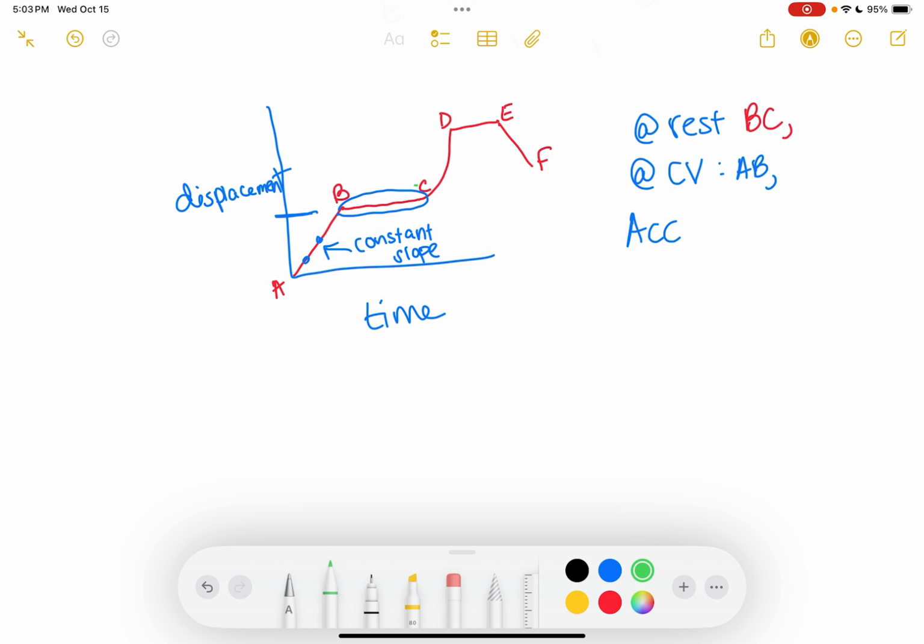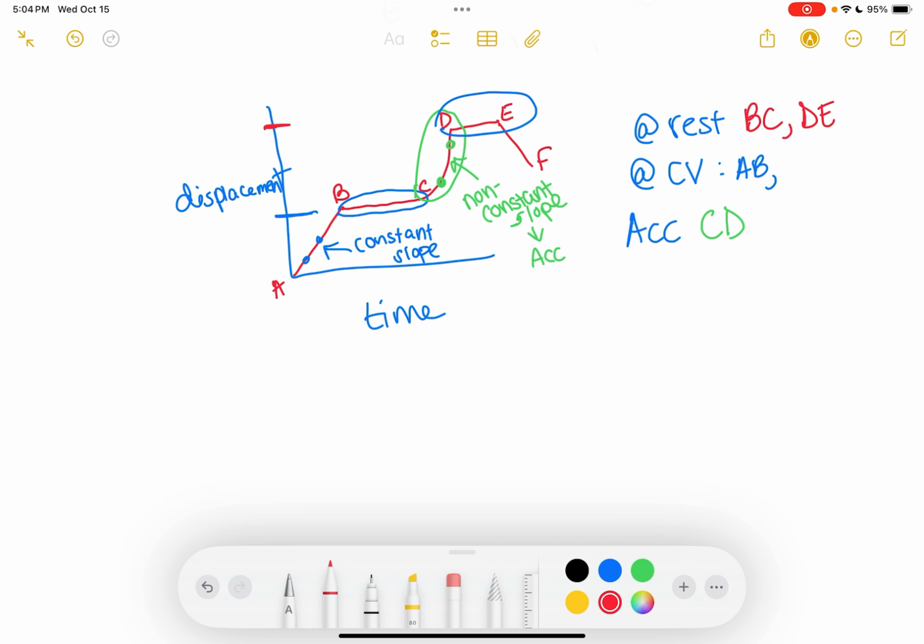Then I look at CD, and I have this curve. So if I were to take the slope here and here, that's a non-constant slope. And on a distance versus time or displacement versus time, that means you have an acceleration going on. So from CD, then I go back to DE, I have a flat line again. So that means I'm at rest at DE because my object's distance is no longer changing or displacement.